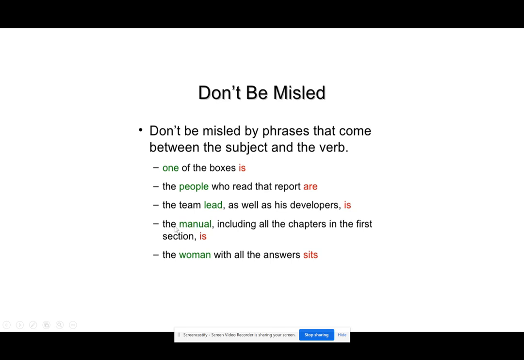Let's look at this example. The manual, including all the chapters in the first section, is. Okay, if we take away what's in the commas and we just say the manual is, we wouldn't say the manual are. Sometimes it can be confusing because we have the word chapters, meaning multiple chapters, but we have to remember to look for that subject of our sentence.